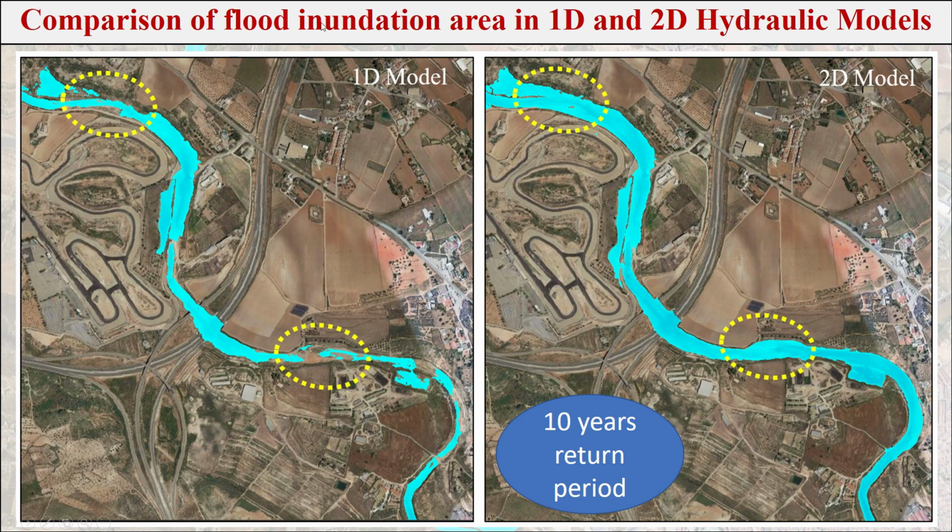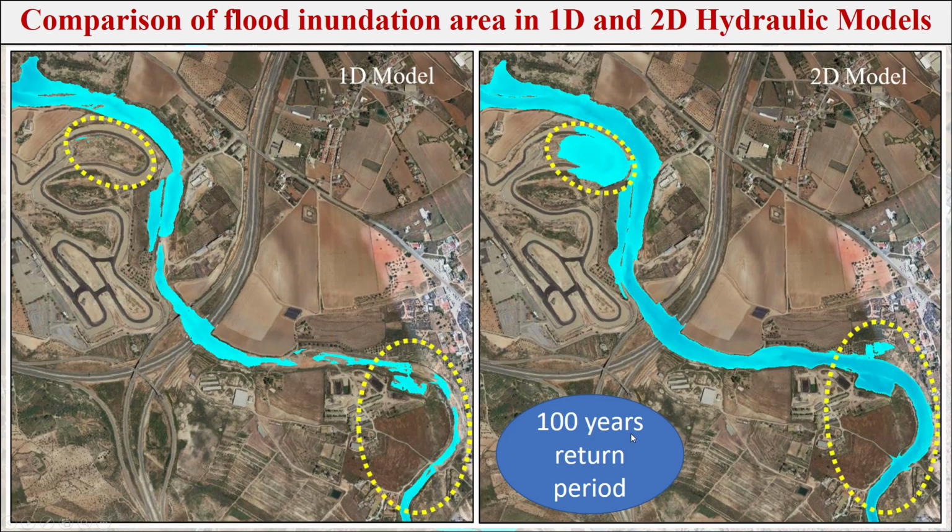Now we are going to compare the flood inundation area in the 1D and 2D hydraulic models for different return periods. For the 10 years return period, we can see here in the 1D model the inundation area, or flood cover area, is very small, but here you can see it is large. Also, here there is some gap in the flow, but here the flood covers the area, and we can see the 2D model shows a larger inundation area than the 1D model for the 10 years return period.